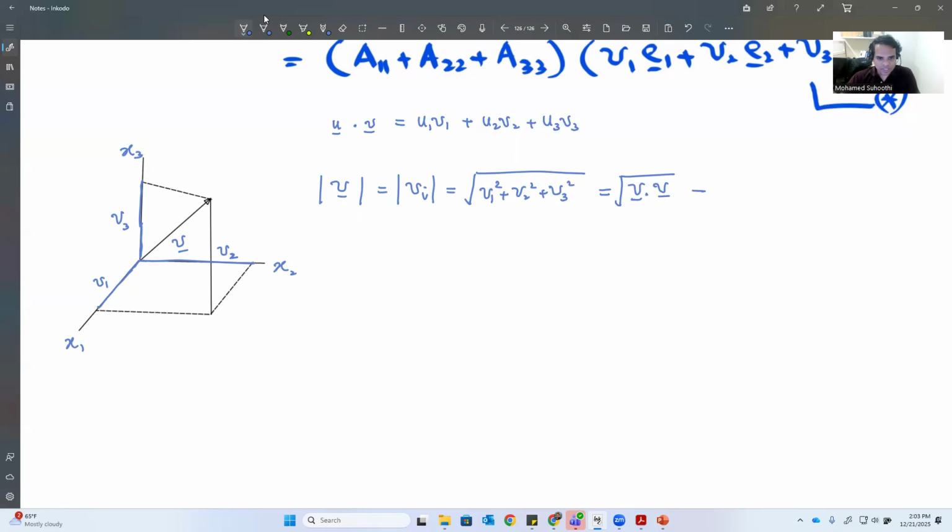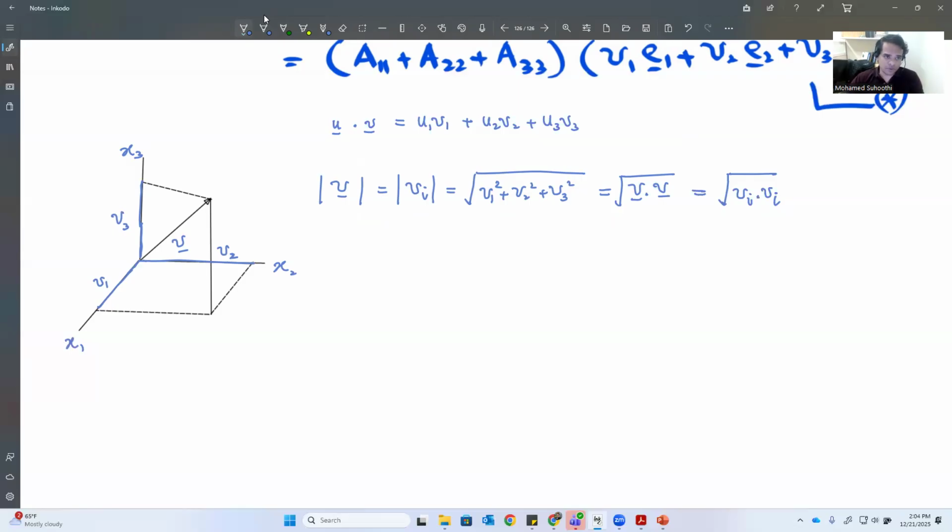So that means you can write this in index notation as Vi dot product with Vi. Now this is the index notation of the magnitude of the vector.